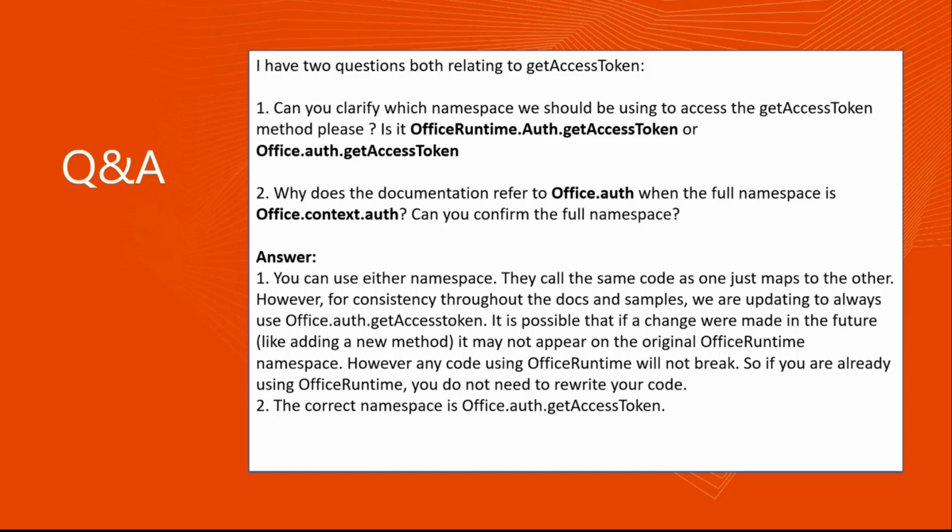And part 2 of that was, why does the documentation refer to Office.auth when the full namespace is Office.context.auth? Can you confirm the full namespace? And yeah, it's Office.auth.getAccessToken. Don't use Office.context.auth. I think that might have been an old preview namespace. It's definitely not in use anymore.